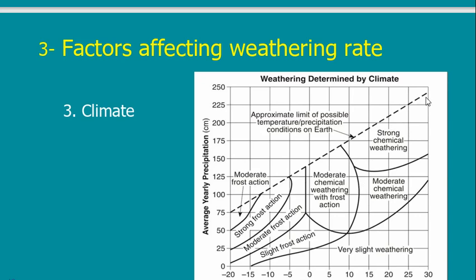What is the maximum weathering condition? Very high temperature with very high amount of precipitation. This is the minimum amount of weathering: zero precipitation with the least temperature possible. In between I have different shapes. This is just for you not to memorize this figure, but just to know that the maximum happens when you have very high temperature with very high amount of rain, and the opposite happens vice versa.